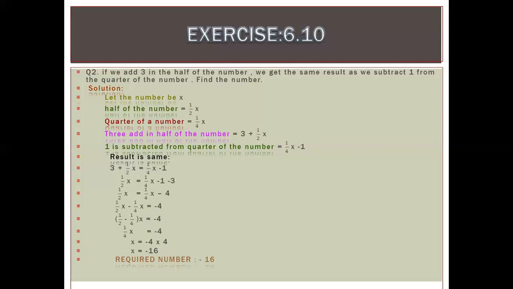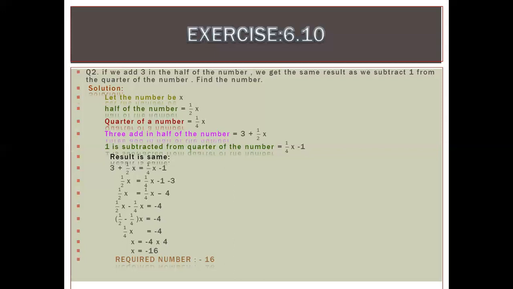Come to the second part. We get the same result. When in the question it says the same result, it means an equal sign. Instead of same result, we put there an equal sign. As we subtract 1 from the quarter of the number. The second expression, quarter of the number. Half of the number is x by 2, so quarter of the number will be x by 4.